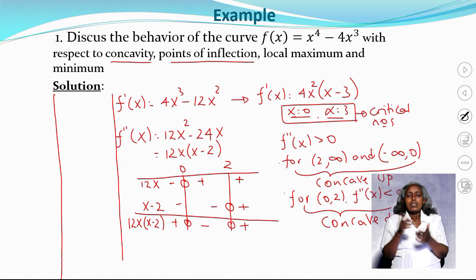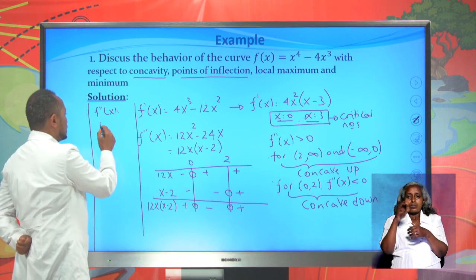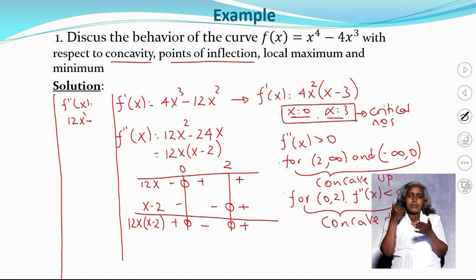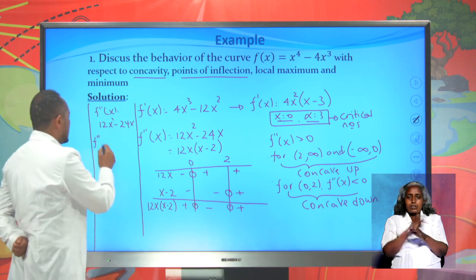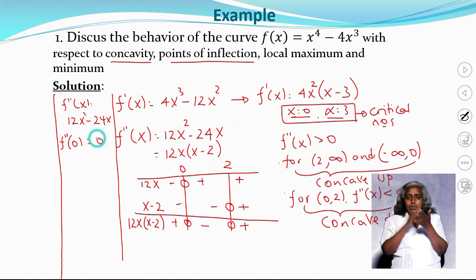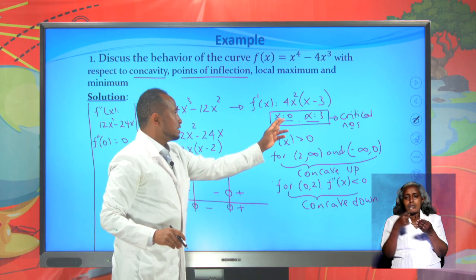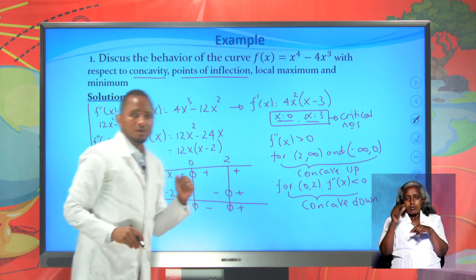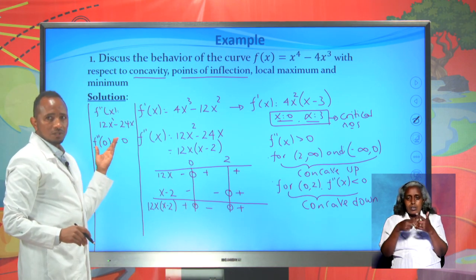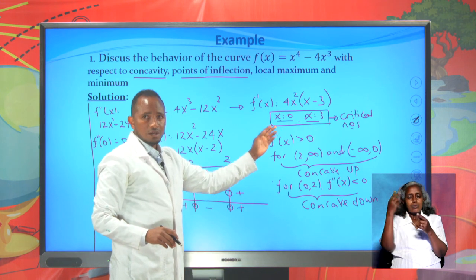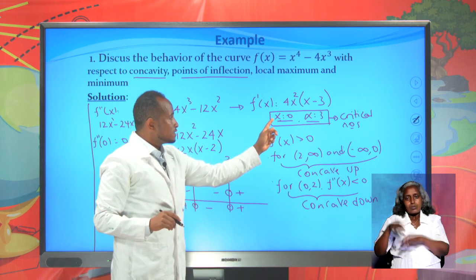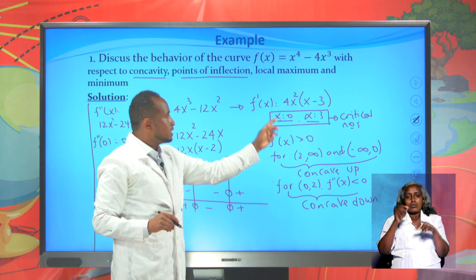So the second derivative of our function is given by this expression, 12x squared minus 24x. The second derivative at x equals 0 is 0. Therefore, we don't know whether this is a local max or local minimum point using the second derivative test, because it is 0, the test fails. So to check that we need to use the first derivative test. Please, students, check whether this point is a local max or a local minimum point using the first derivative test.